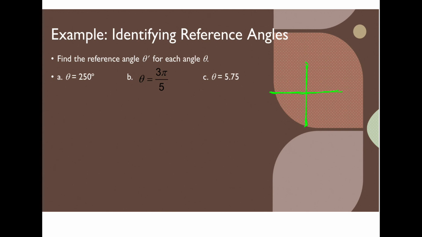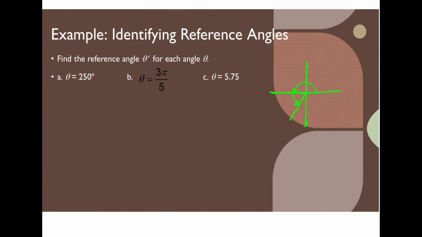So first one is theta equal to 250. So we know that from here to here is 250. And if I keep going, we're at 270. So it's going to be somewhere right before 270.